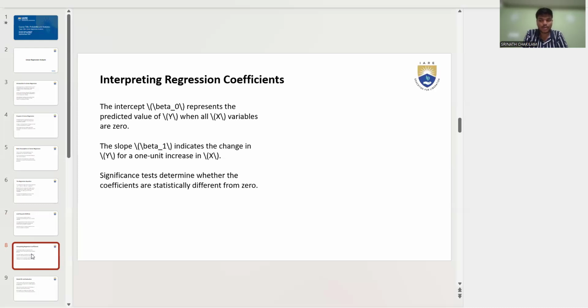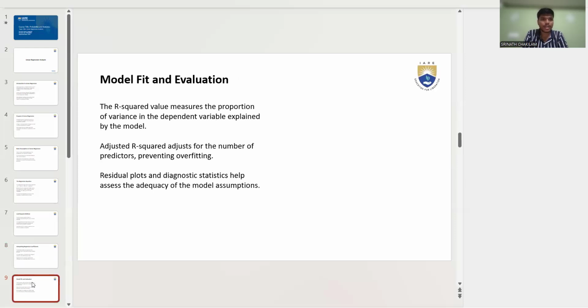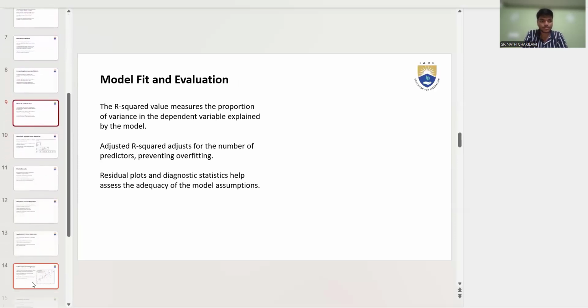statistically different from zero. In interpreting regression coefficients, the intercept beta 0 represents the predicted value of y when all x variables are 0. The slope beta 1 indicates the change in y for a 1 unit increase in x. Significance tests determine whether the coefficients are statistically different from 0. This is interpreting regression coefficients. And next slide is the model fit and evaluation.